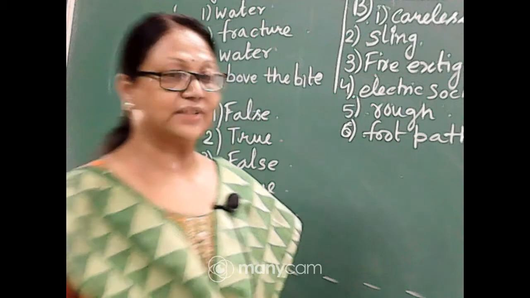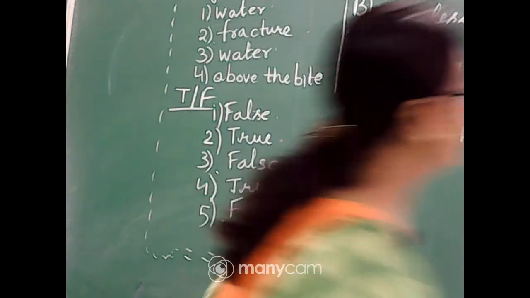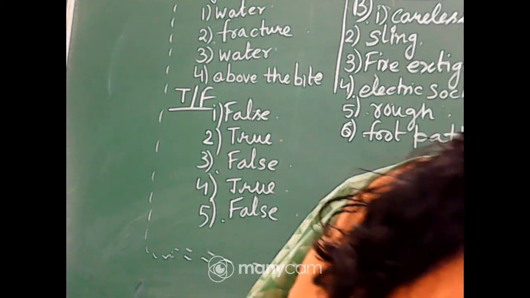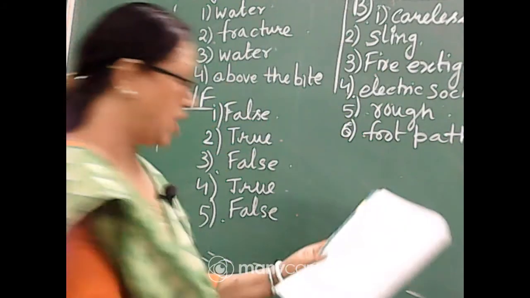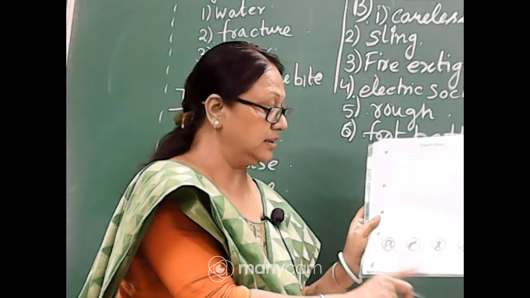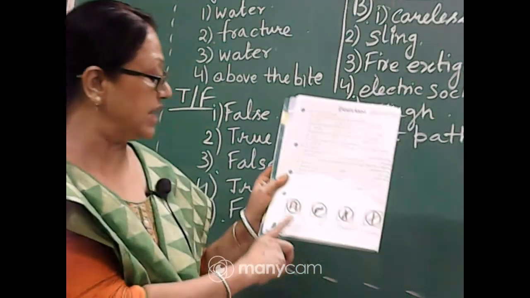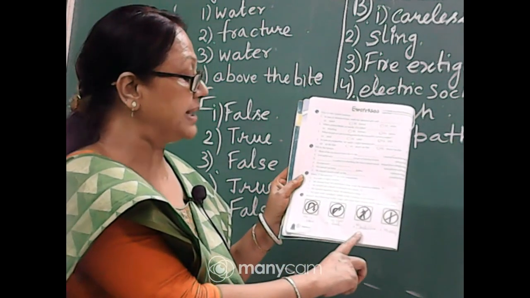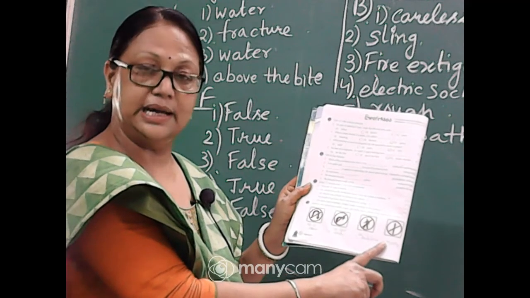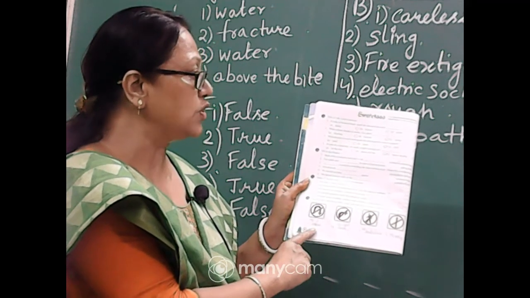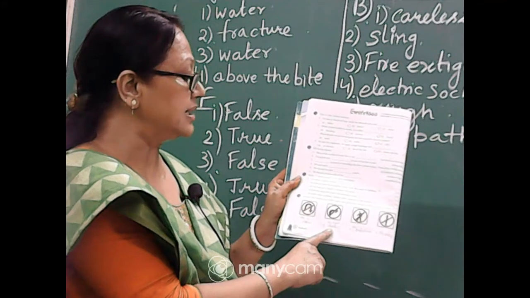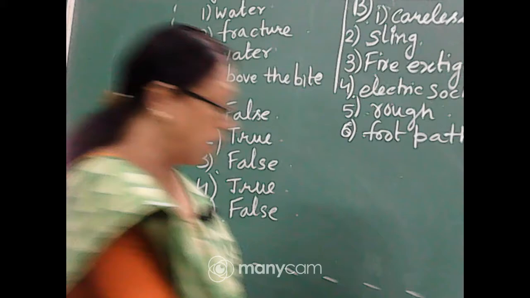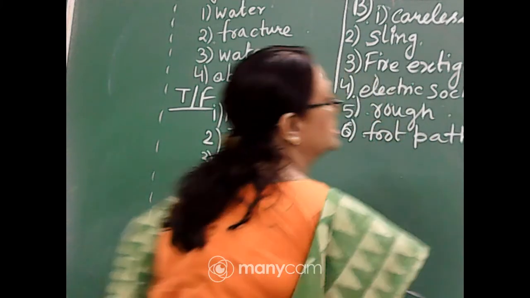So I hope you have completed all these. Okay, now these are the pictures given. First one is no U-turn, second is no right turn, third one is no pedestrian, and fourth one is no entry. Now we will write the very short answers.